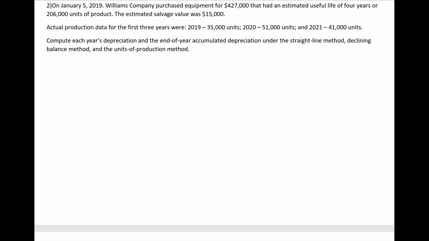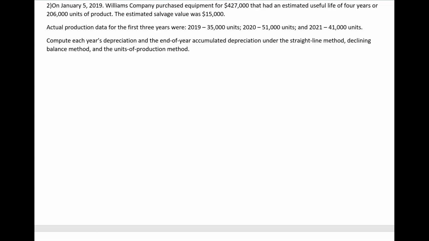Okay, on January 5th, 2019, Williams Company purchased equipment for $427,000 that had an estimated useful life of 4 years for 206,000 units of product. The estimated salvage value is $15,000. And we also are given the information for how many units were produced each year.